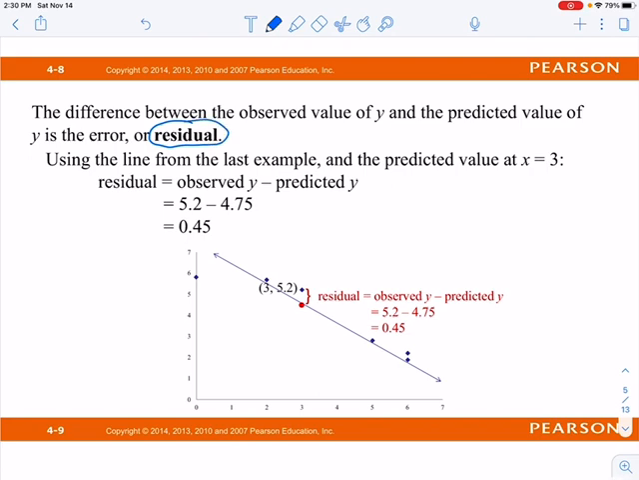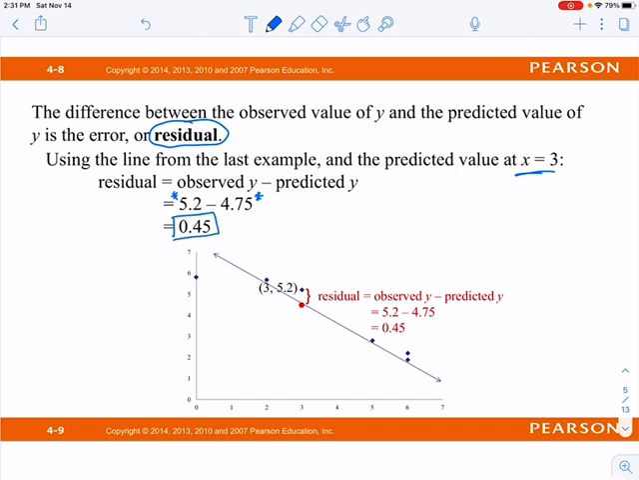Okay, so using the line from the last example and the predicted value at x equals 3, the residual is going to equal the observed value of y minus the predicted value of y. Again, I just showed you that x equals 3 by coming off the chart. That's your observed value, the 5.2 that they have right here. And that 4.75 is what we just found using the equation of the line. So when you subtract there, you get an answer of 0.45.